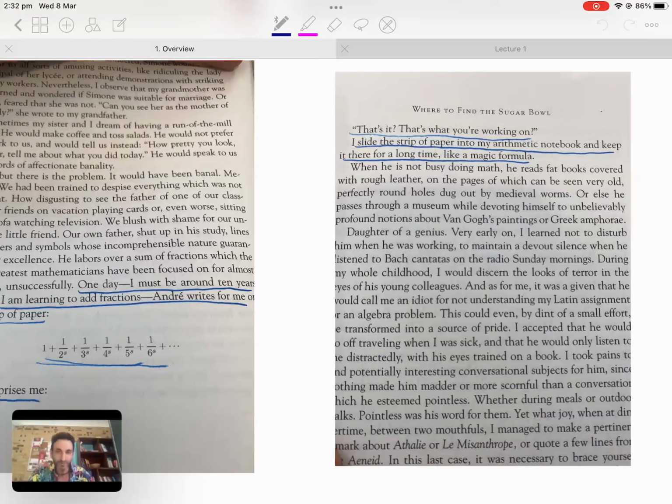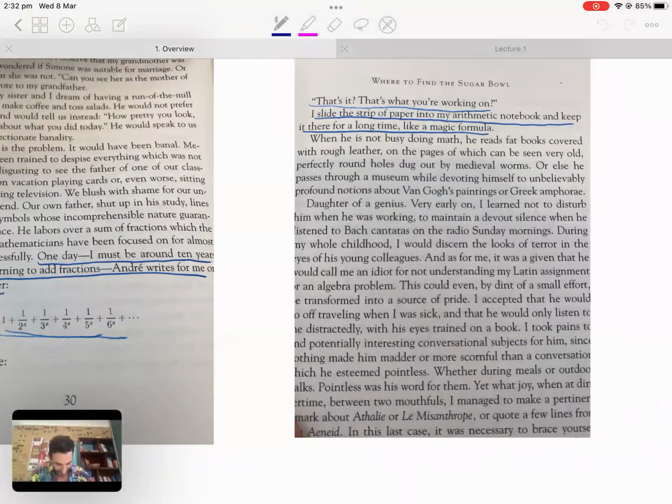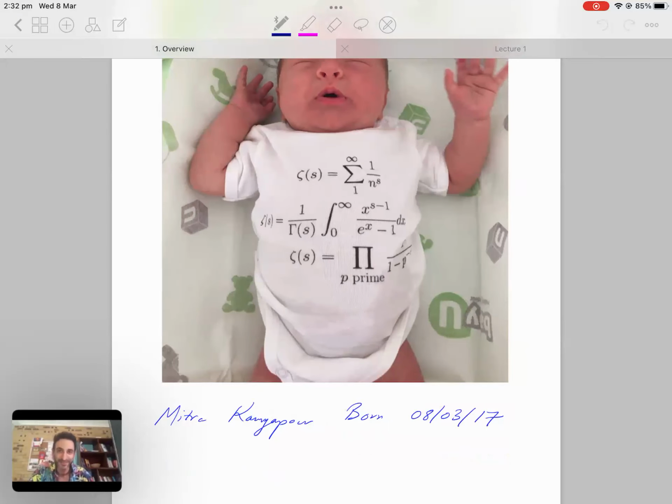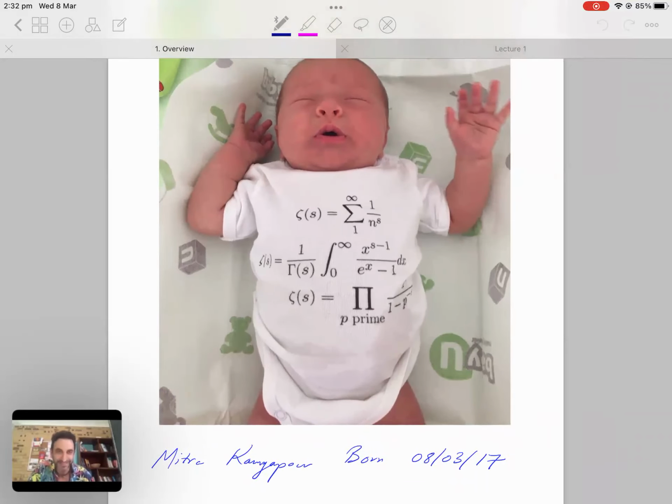And he wasn't the only one who subjected his kids to the Riemann zeta function. This is my daughter, who was born exactly 6 years ago today, 8th of March, 2017. She's not very happy putting on a Riemann zeta shirt, which the department bought for me as a gift. She quickly grew out of it, to get rid of the zeta function. All right. By the way, happy International Women's Day to everyone.